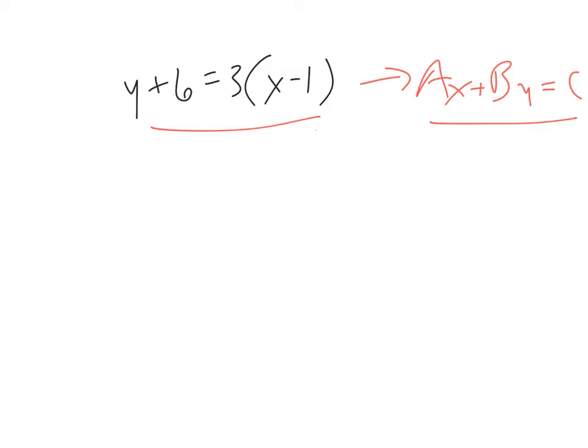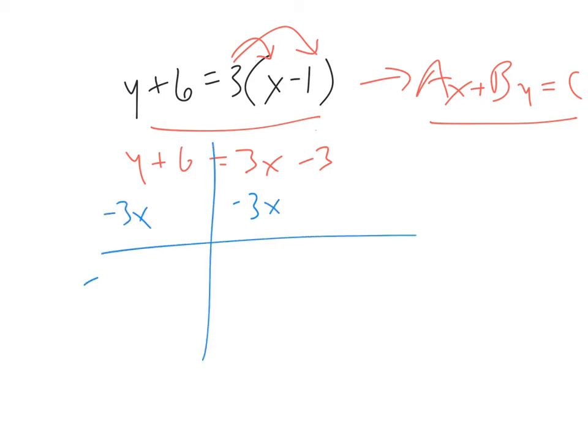So we'll start this one by distributing. We want to make it look as close to that as we can, so we need to get rid of the parentheses on this problem. So 3 times x is 3x, 3 times negative 1 is negative 3. Now it's really similar to the previous example that I did for you. We need to subtract the 3x from both sides.